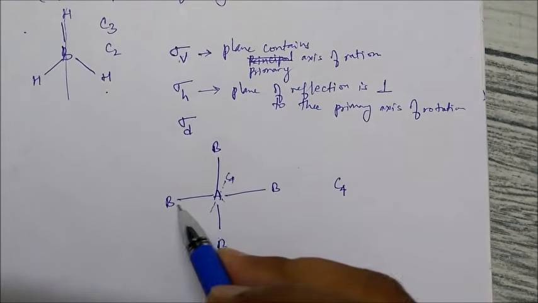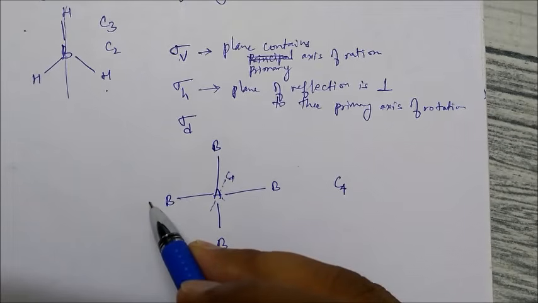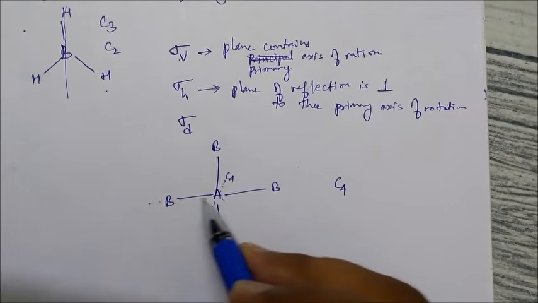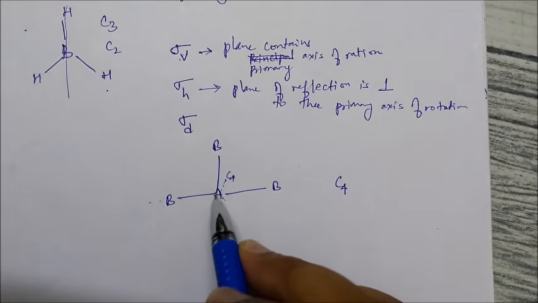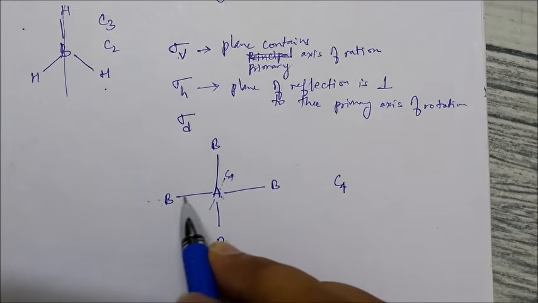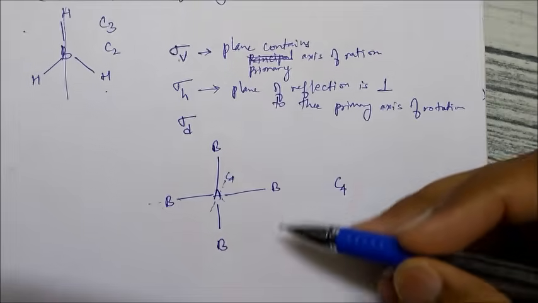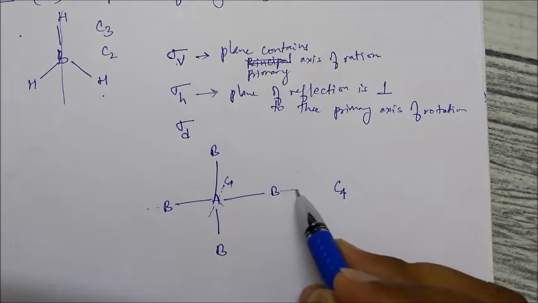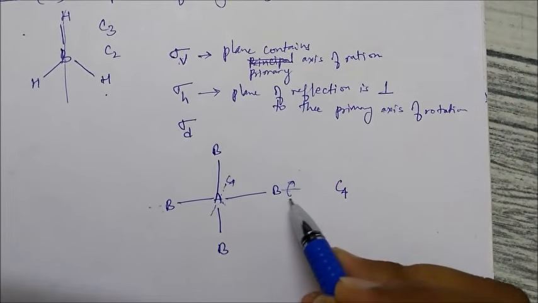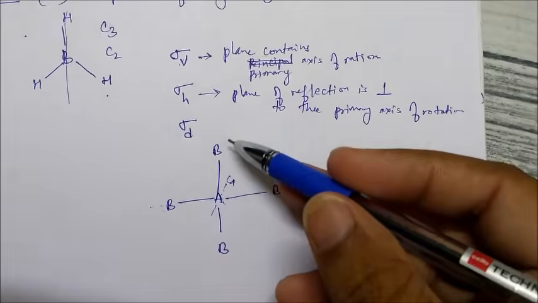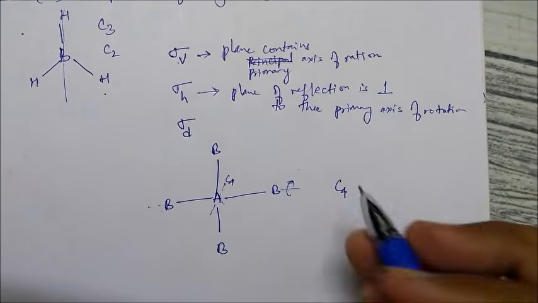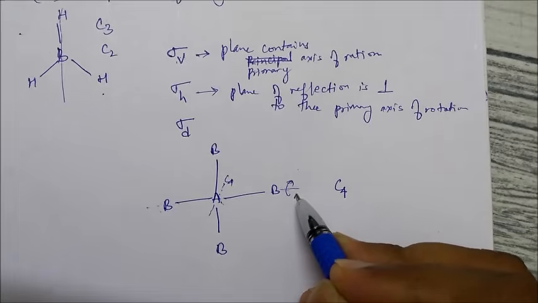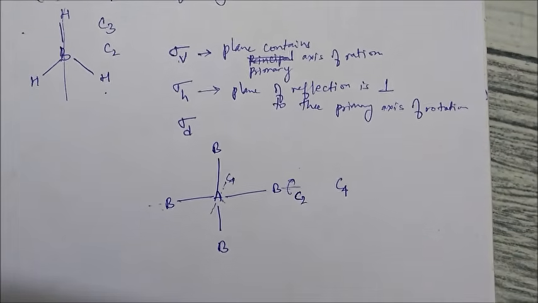Okay, let's check out the other axes also. We have one more axis, that is the C2 axis. How is it passing? It passes through the axis containing this B, A, and this B. If we rotate this molecule along this axis by 180 degrees, what will happen? This B will go there and this B will come here, so that also will be indistinguishable. So this is a C2 axis.